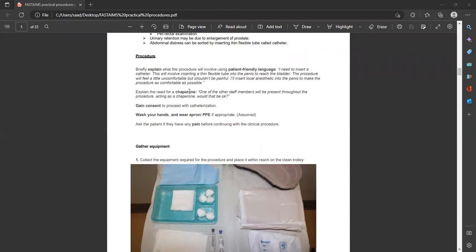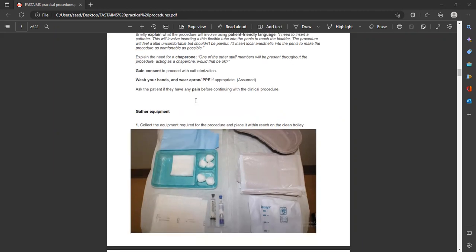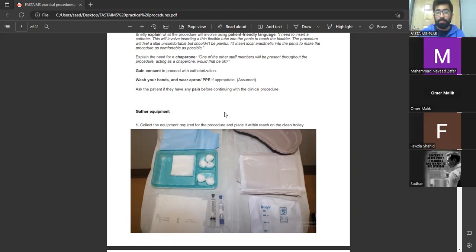Now is the time to take consent and offer a chaperone. One of the staff members will be present throughout the procedure, acting as a chaperone. Would that be okay? And can I proceed with the procedure? Now wash your hands and wear an apron. It would be assumed, it would be written on the paper. And again, ask the patient if there is any pain, then just let me know.